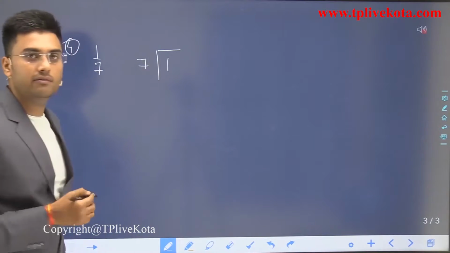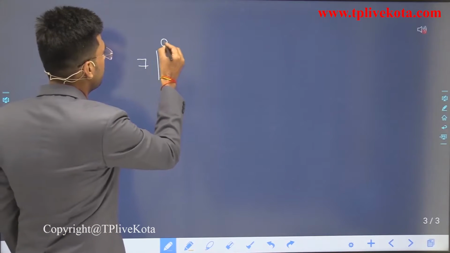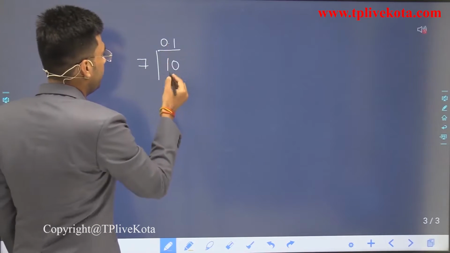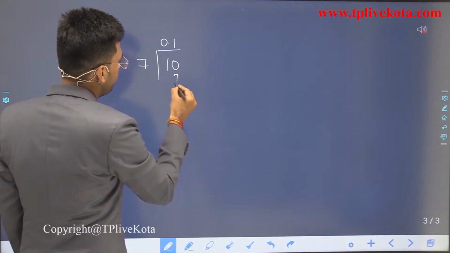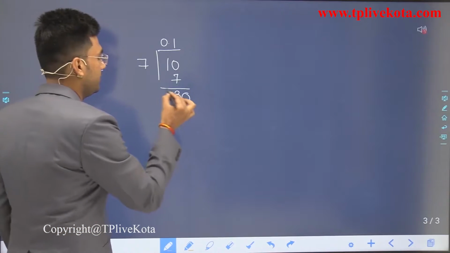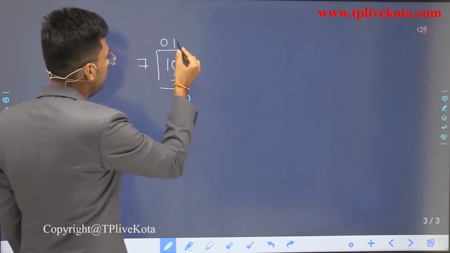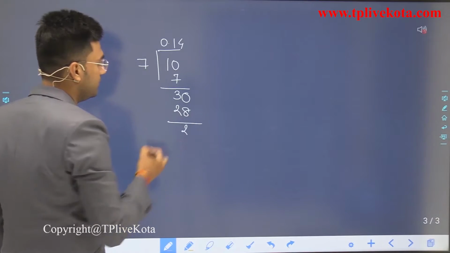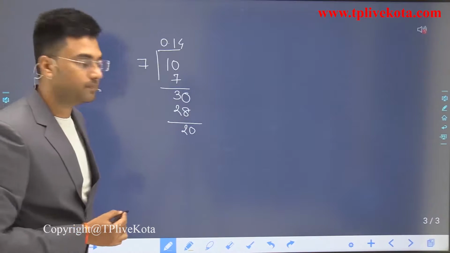1 divided by 7. 1 is not divisible by 7, so we use a decimal here. If we use a decimal, then it becomes 10. Now we divide it. 7 goes into 10 one time, remainder is 3. Now it becomes 30, and 7 goes into 30 four times, it is 28. Now the difference of 30 and 28 is 2, and it becomes 20.